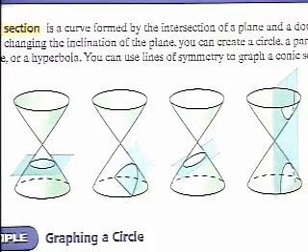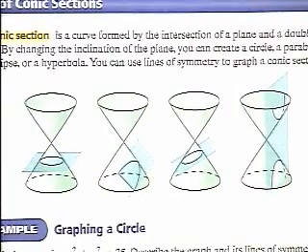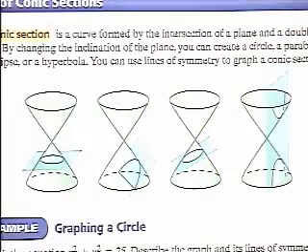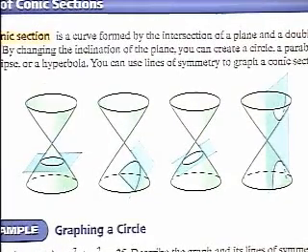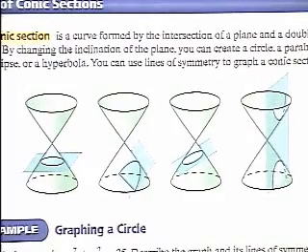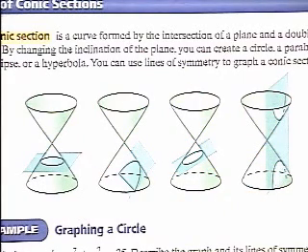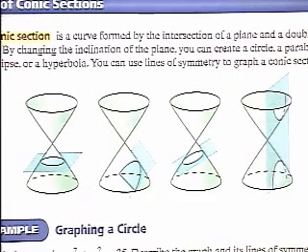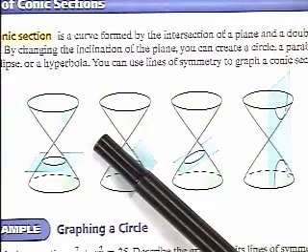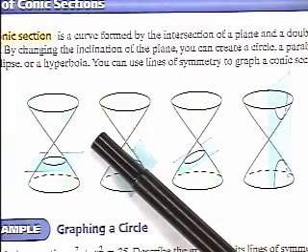So what you see in front of you is what's called a double napped cone. I know that sounds weird, but it's basically just two cones. Sorry, I lost my microphone. I might have to use tape. Anyway, the cones are hooked together at their vertices, the vertex being the point at the top. And what you're seeing is that we're taking a plane and crossing it through the cone.